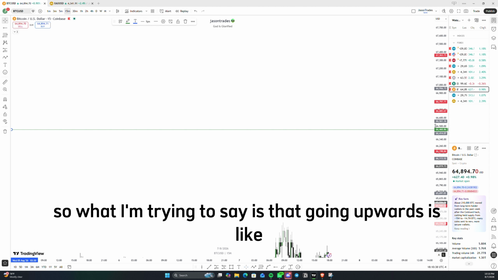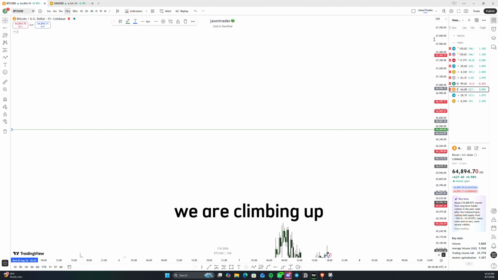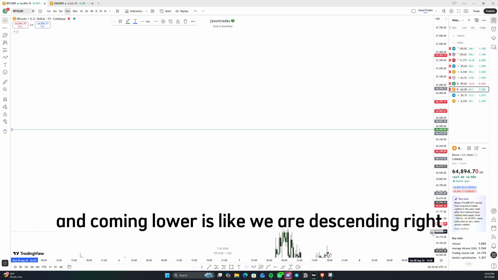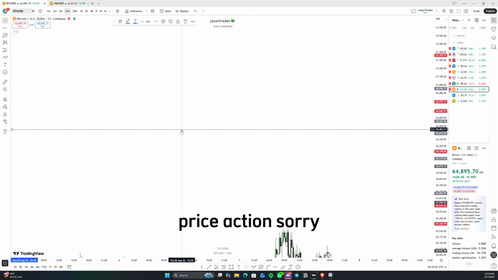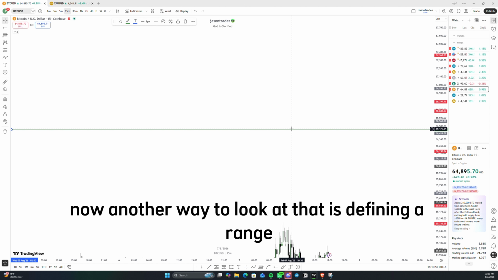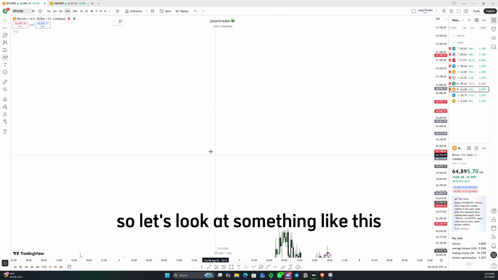So what I'm trying to say is that going upwards is like we are climbing up, and coming lower it's like we are descending, right? So that makes this point in price action our equilibrium. Now another way to look at that is defining a range. So let's look at something like this.